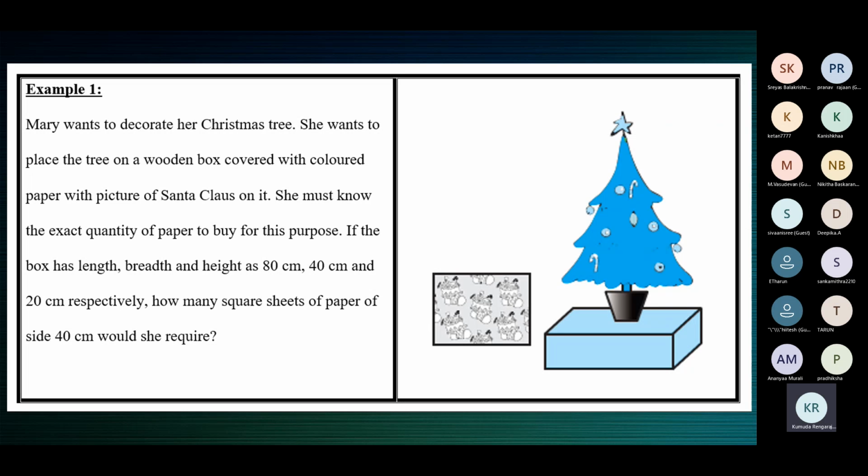It's not square units, it's not square centimeter, it's square sheets. Square is a shape here, not that unit square. How many square sheets of paper? Each sheet of paper is a square. So how many square sheets of paper of side 40 centimeters would you require?